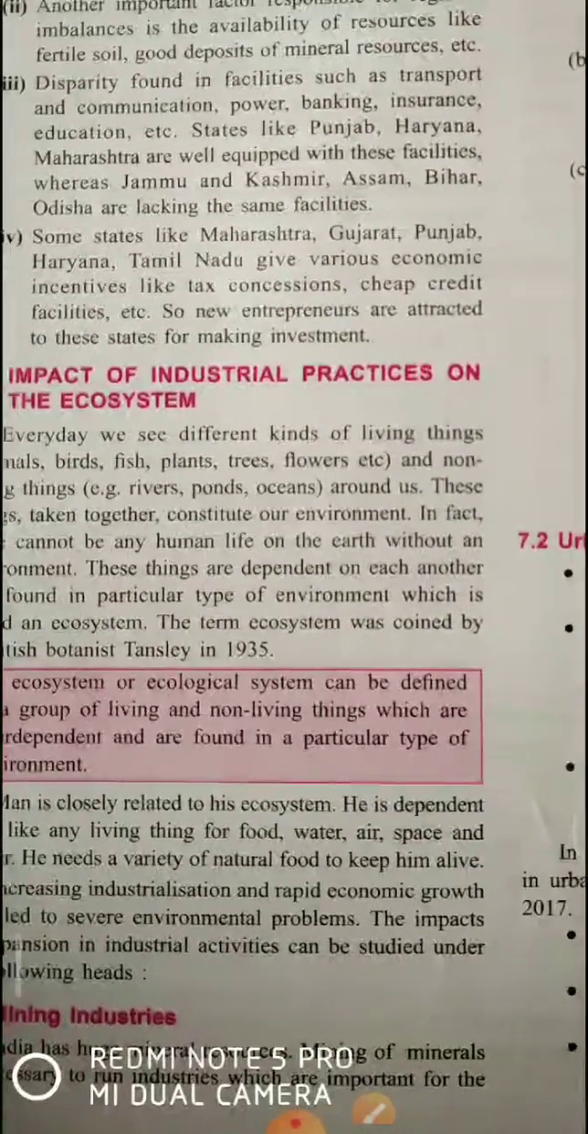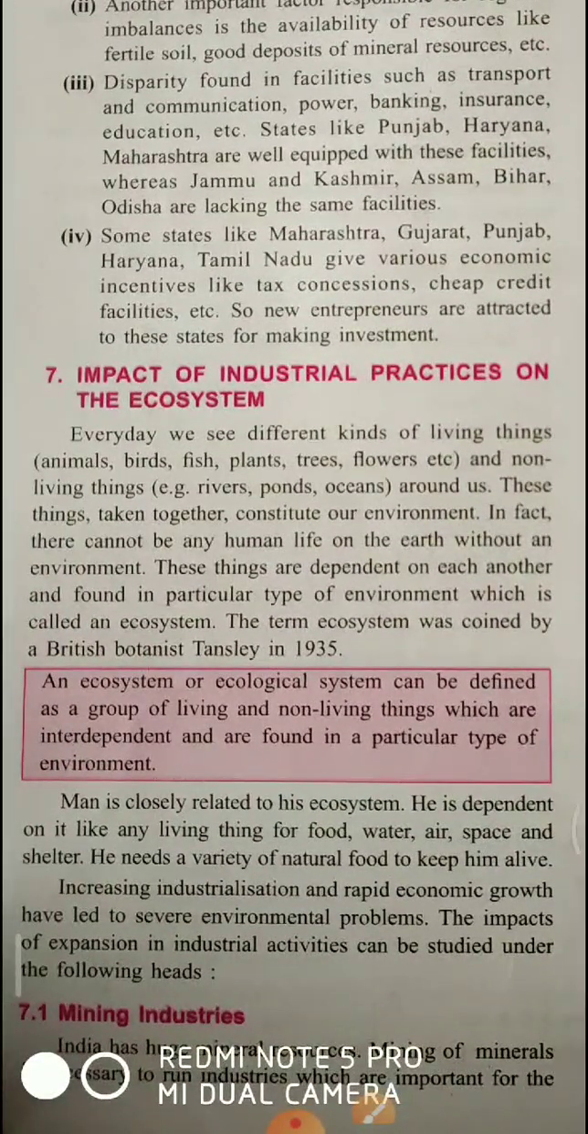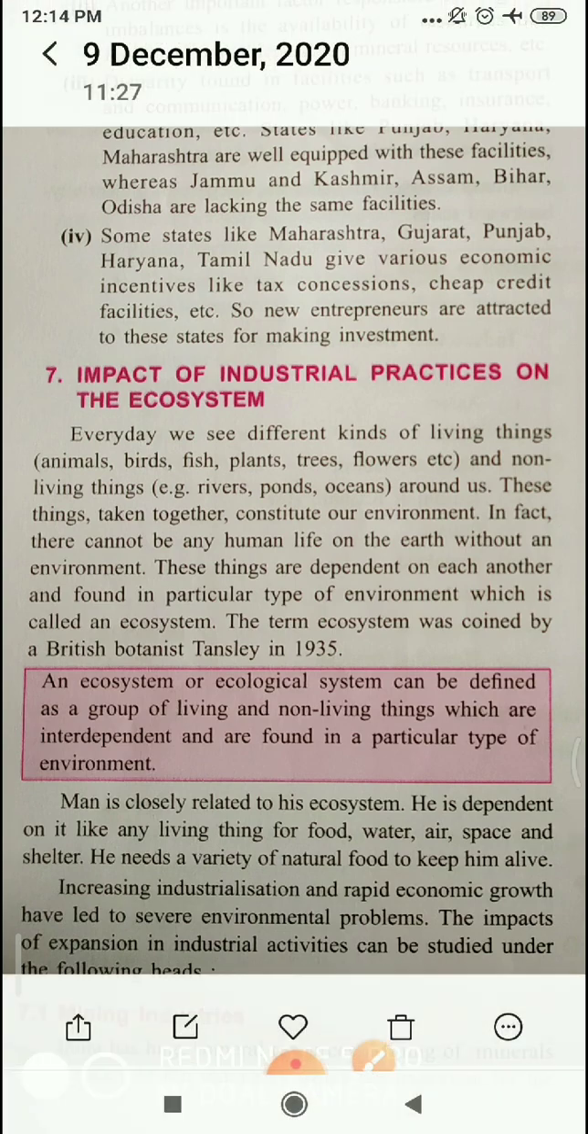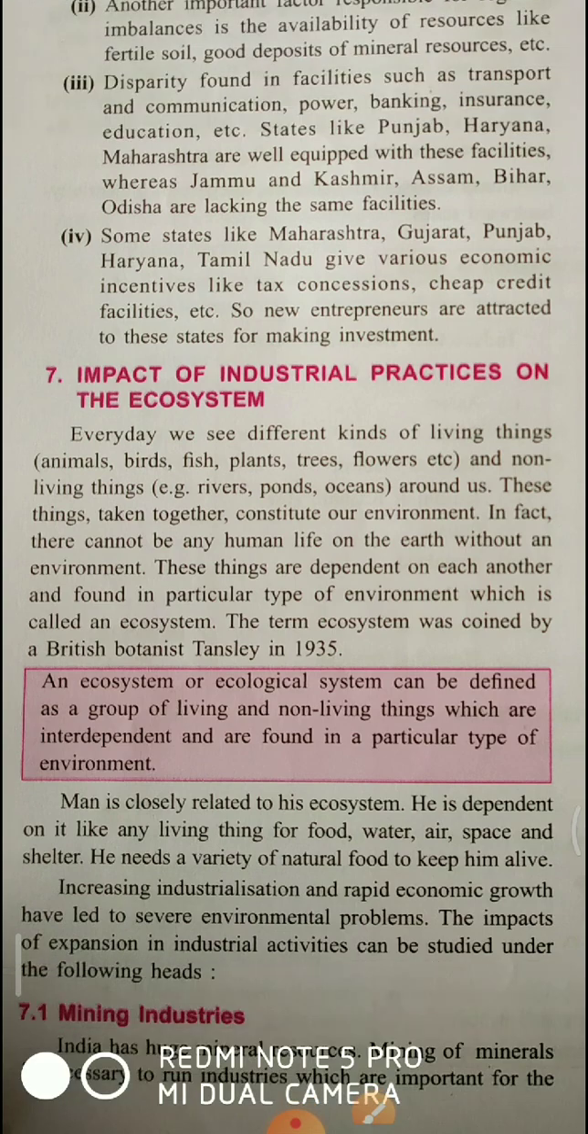Next, impact of industrial practice on the ecosystem. Every day we see different kinds of living things, animals, birds, fish, plants, trees, flowers, etc. and non-living things, rivers, ponds, oceans around us. These things together constitute our environment.